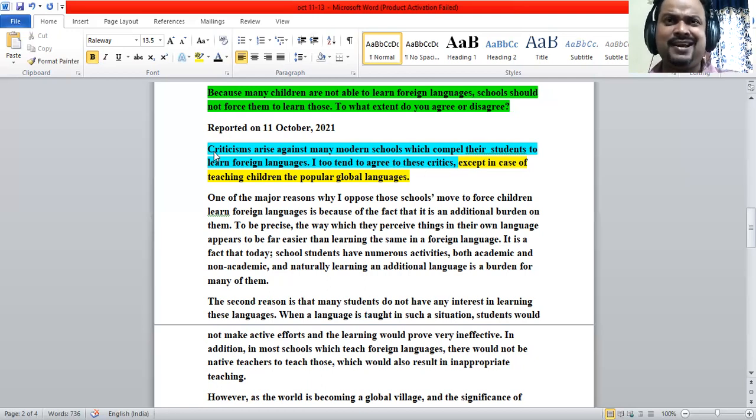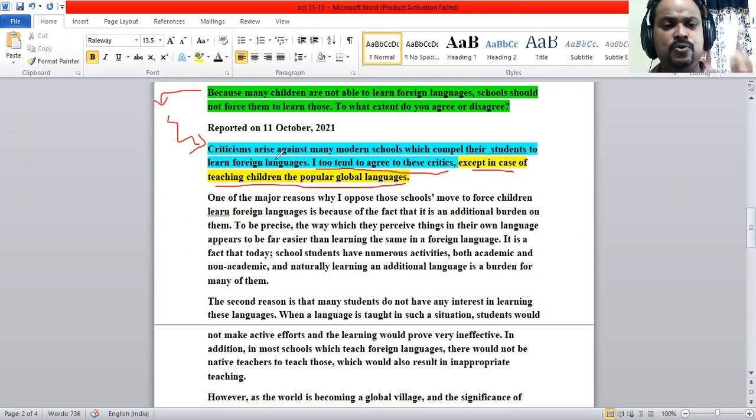So many of the candidates tend to agree to a great extent or to disagree to a great extent. Here we have given an opinion in such a way that my opinion is I tend to agree with these critics, except in the case of teaching children the popular global languages. Now, this is the first sentence of the introduction. The topic is addressed here.